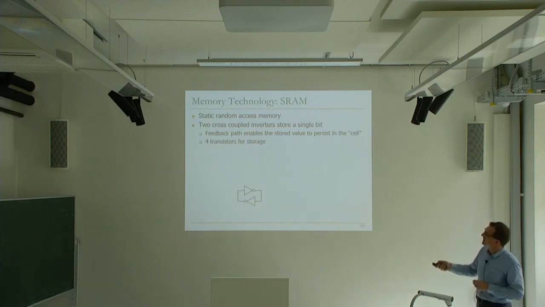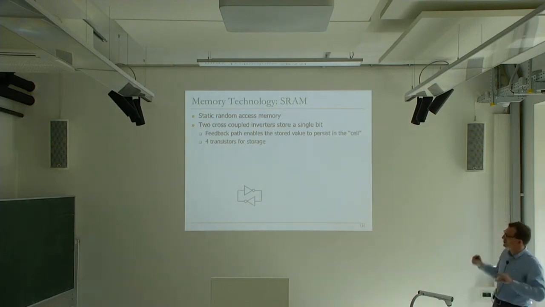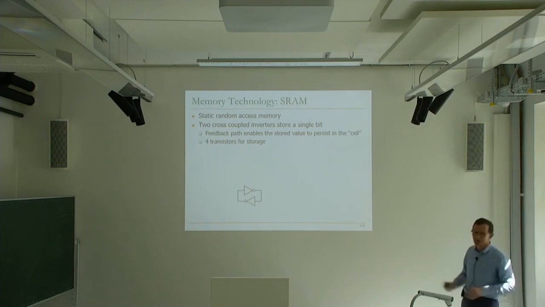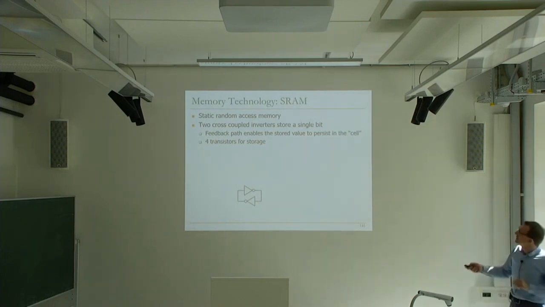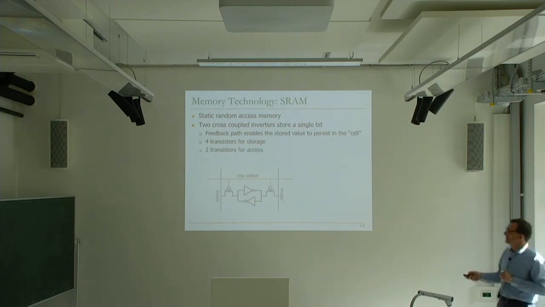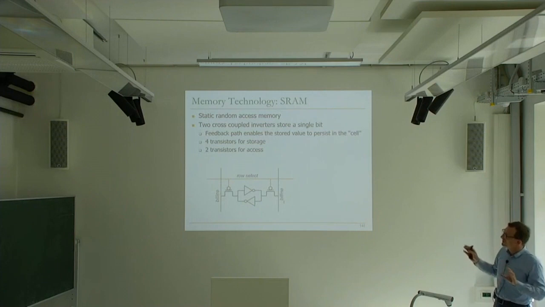There's a feedback path that enables the stored value to persist. Persist doesn't mean that it's non-volatile, but persist while it's powered on in the cell. And as I said, 4 transistors. But to be able to access this, you have 2 transistors for access. Essentially, you could get away with 1 transistor, but that complicates the sense amplifier.